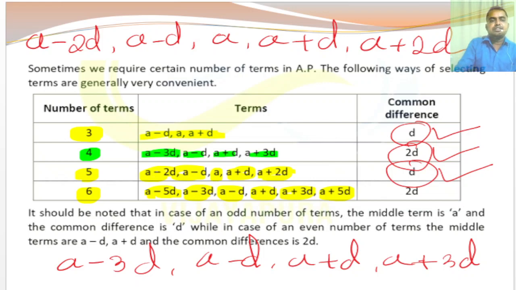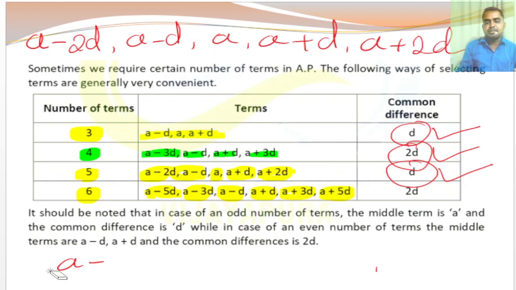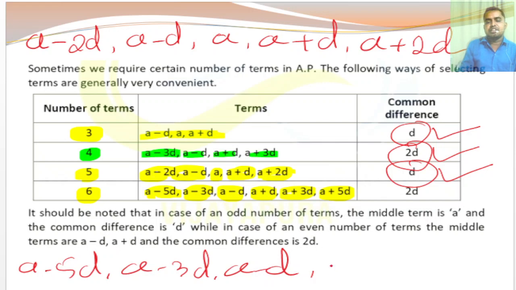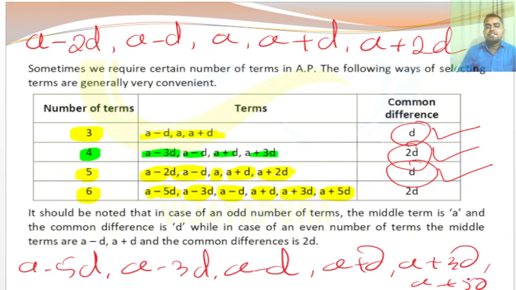So I am going to write these 6 terms separately here so that you will get a clear explanation. If 6 terms of the AP are given in the problem: a minus 5d is the first term, a minus 3d is the second term, a minus d is the third term, a plus d is the fourth, a plus 3d is the fifth, and a plus 5d is the 6th term. Here the common difference of the 6 terms of the AP is 2d.